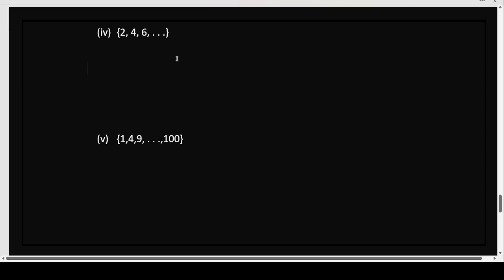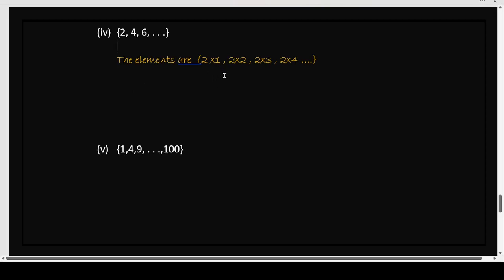We'll move to the next question. The next one is 2, 4, 6 and it goes on with the series. You can observe it can have multiple ways of writing set builder form. One is you can see these are all even natural numbers. That is one property. And the second one is you can see it is a multiple of 2, meaning 2 into 1, 2 into 2, 2 into 3, it goes on like that. I will show you both the ways. Its elements are 2 into 1, 2 into 2, 2 into 3, 2 into 4, or simply 2, 4, 6, and so on.